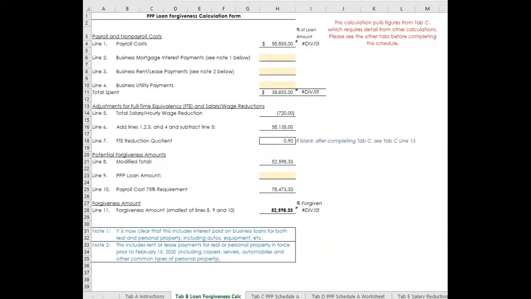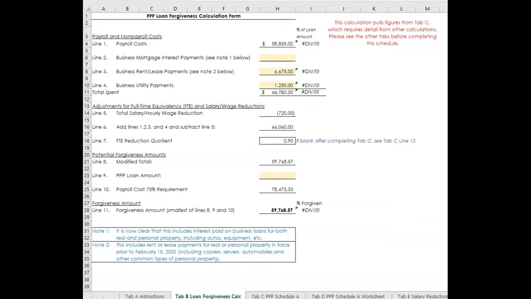We're finally at tab B. Payroll costs, the wage or salary reduction calculation, and full-time equivalent reduction quotient all flow over to this final schedule. Here is where you will record your non-payroll costs and your PPP loan amount. The lowest of lines 8, 9, or 10 will be the forgiveness amount based on current guidance.